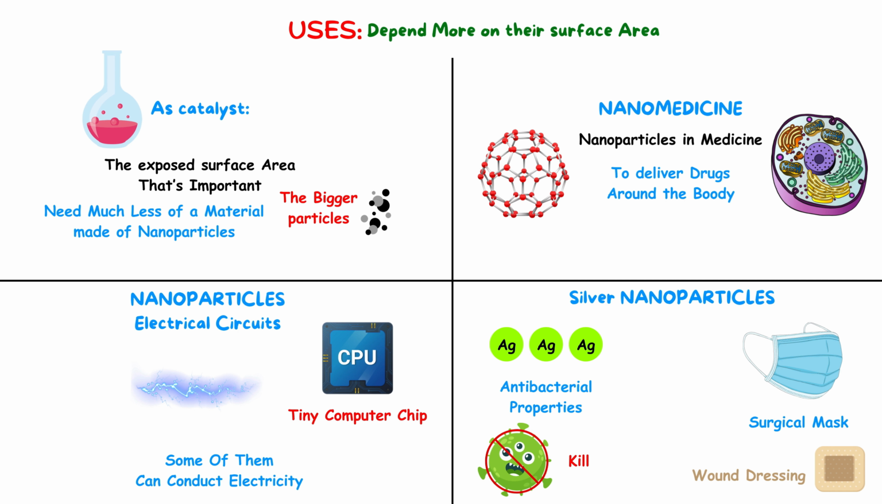Nanoparticles also show promise in healthcare materials due to their antibacterial properties. For instance, silver nanoparticles are used in products such as surgical masks, wound dressings, and plasters to kill bacteria and reduce the chances of infections. The presence of these particles can make these everyday materials far more effective at keeping wounds clean and preventing bacteria from spreading.